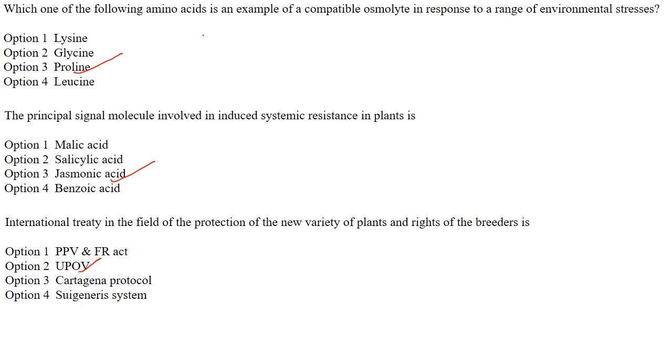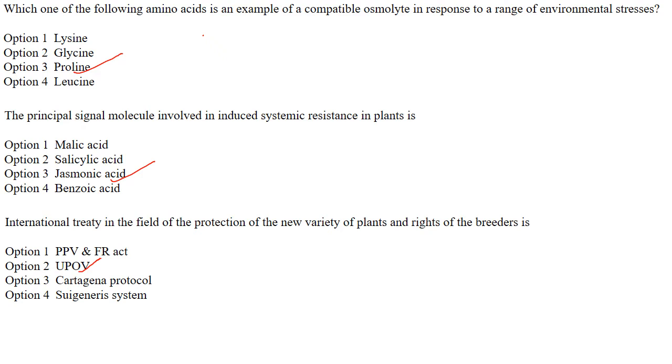Which of the following amino acids is an example of a compatible osmolyte in response to a range of environmental stresses? So it is proline. Answer is option 3. The principal signal molecule involved in induced systemic resistance in plants is. So it is jasmonic acid.